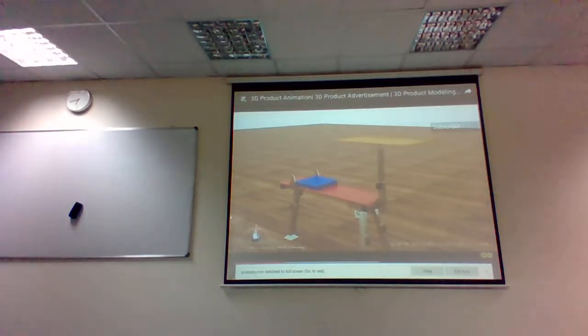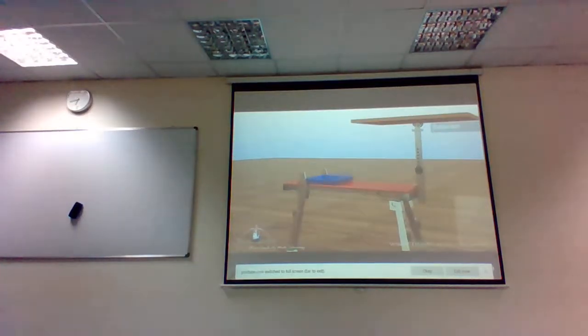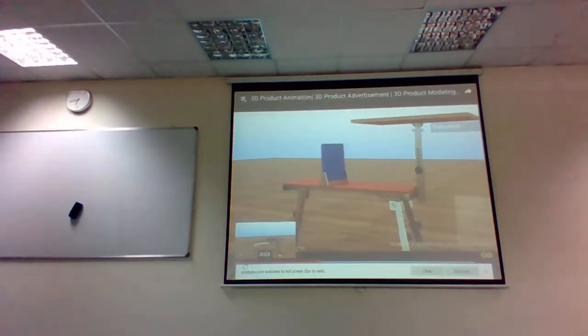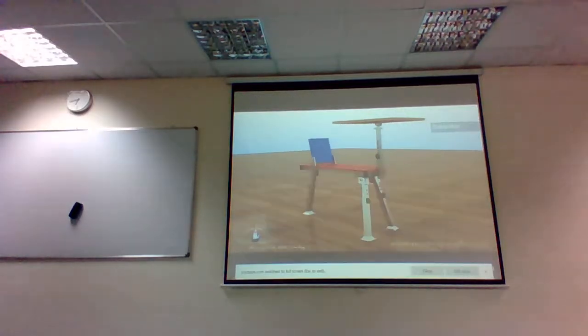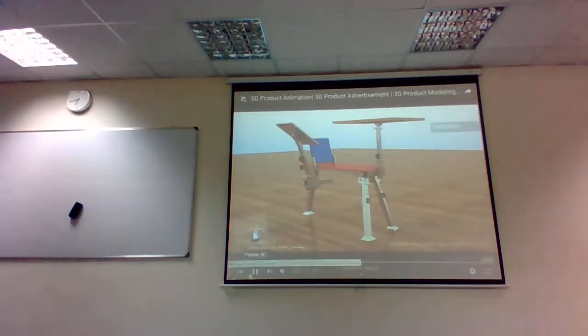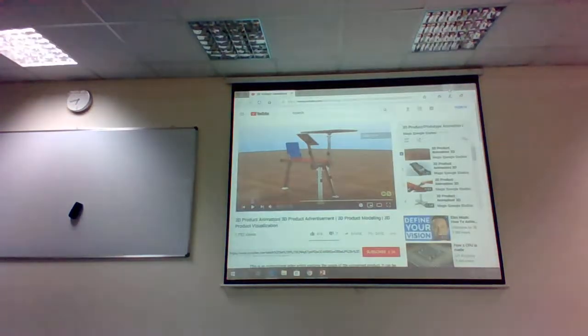I think you see in 3D sometimes gives you the illusion that this is the real thing. So it's cool. So 3D prototyping is very useful. You save a lot of money when you do 3D prototyping as well, because you don't have to actually do the real thing.